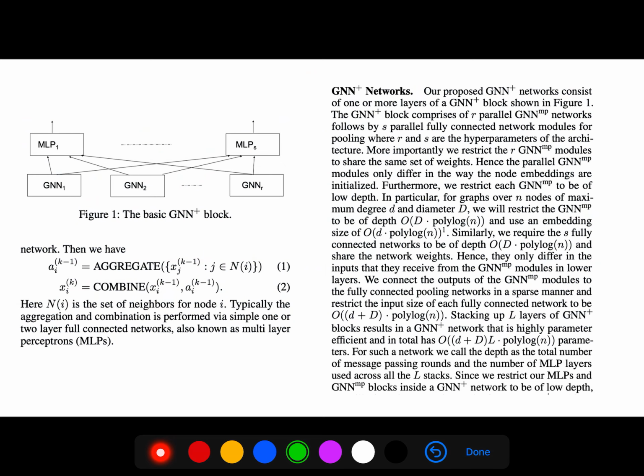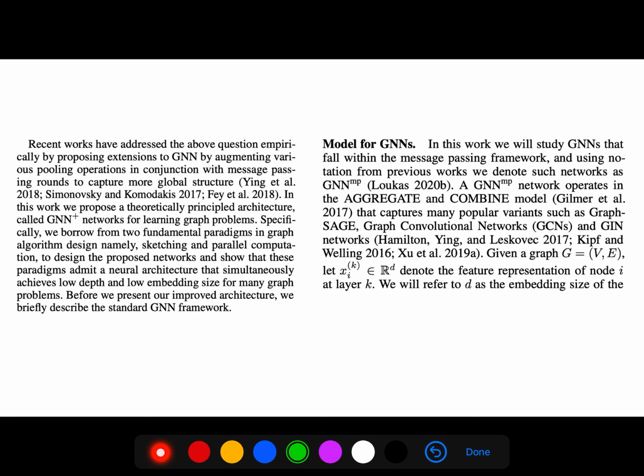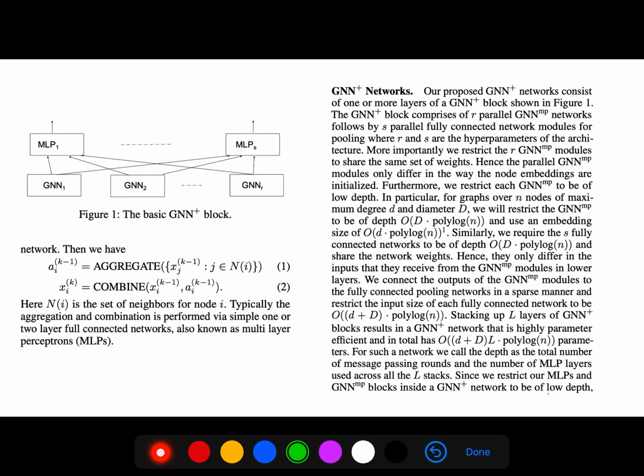So the basic GNN plus block is like this. N is the neighborhood of node i, and the aggregation and combination is performed via simple one or two layer fully connected networks, also known as multi-layer perceptrons.